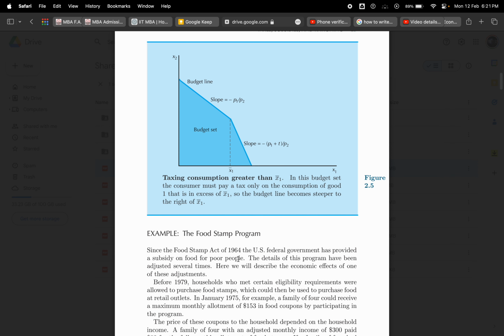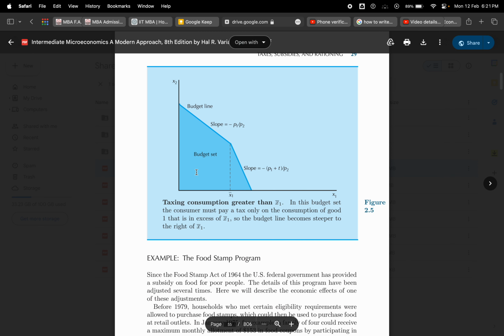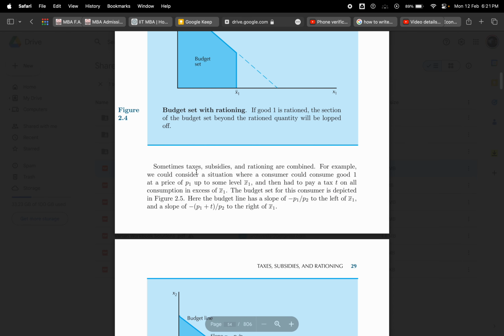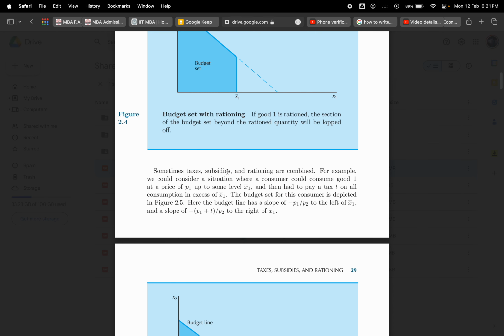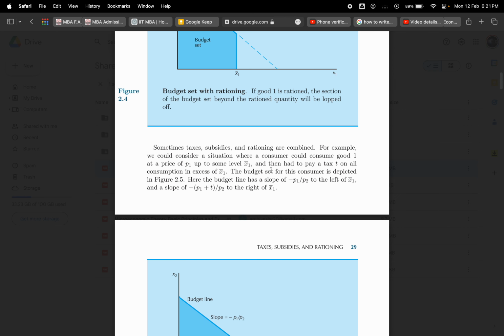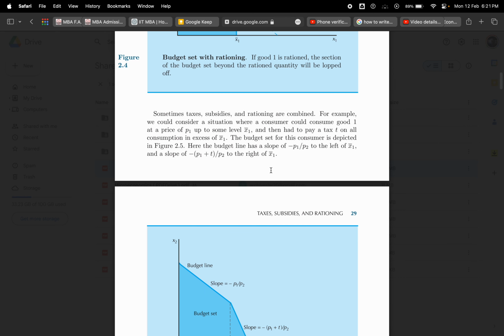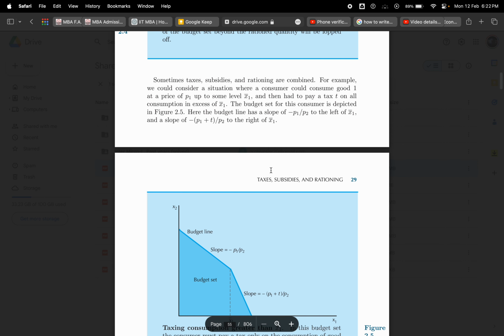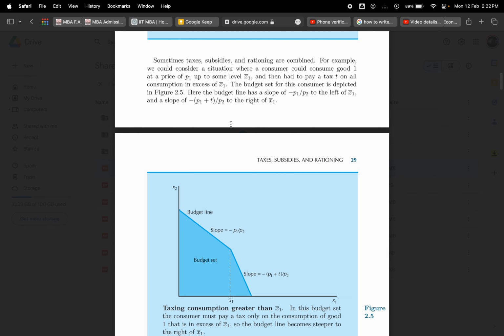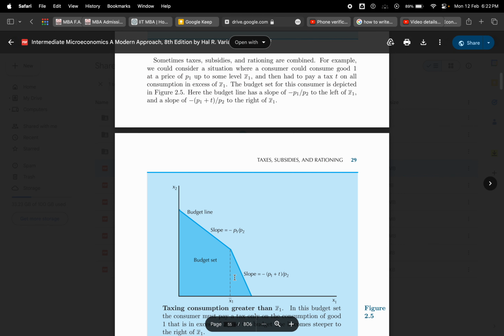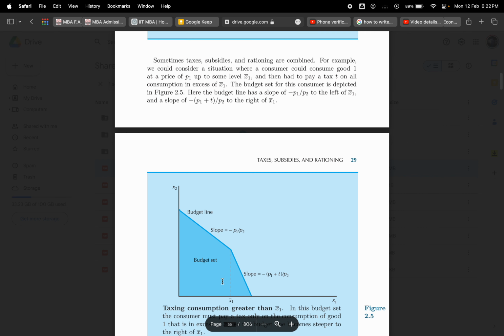Taxing consumption greater than X1. What is this? Sometimes taxes, subsidies, and rationing are combined. Okay, so this is a multiple combination of sorts. So there's a good one. They're rationed on some level X1. The budget set for this consumer is depicted.